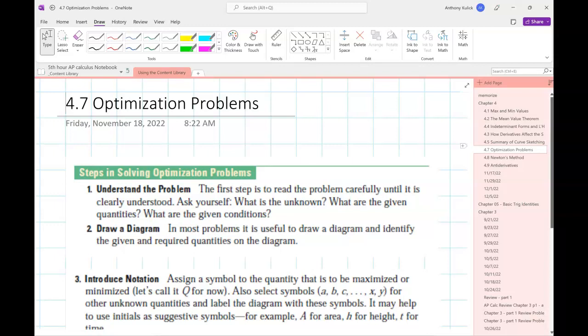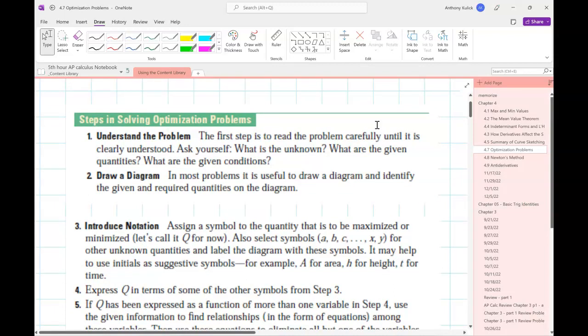Today we're going to talk about section 4.7, which is about optimization problems. These are similar in a lot of ways to the related rate problems. All right. So our first step is to understand the problem. You got to read the problem carefully, and you got to keep reading it and thinking until you really understand what's being asked or what's going on.